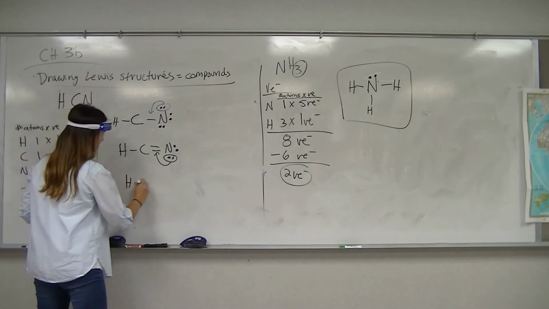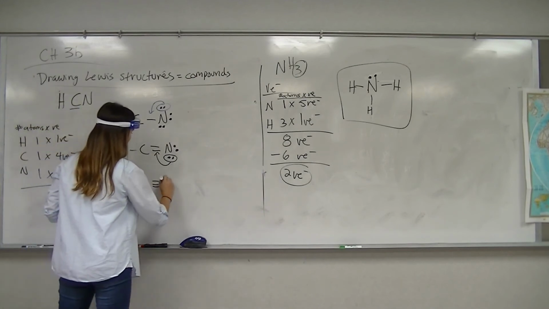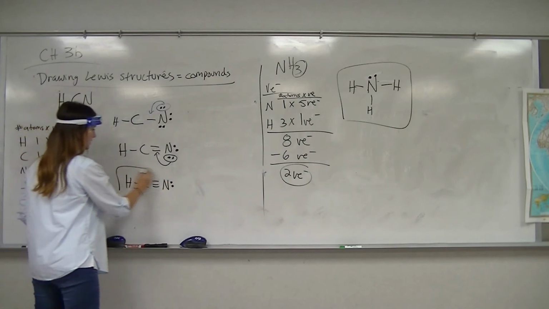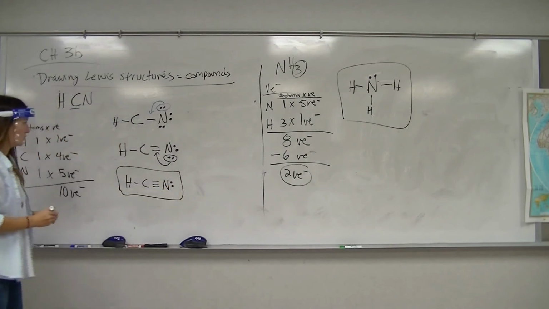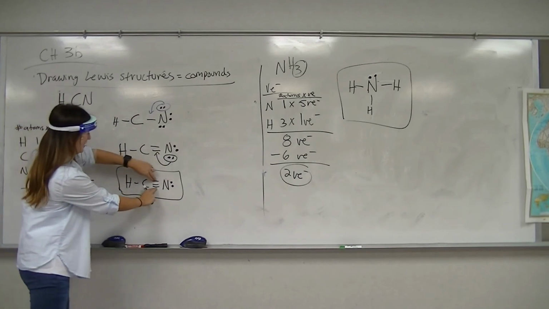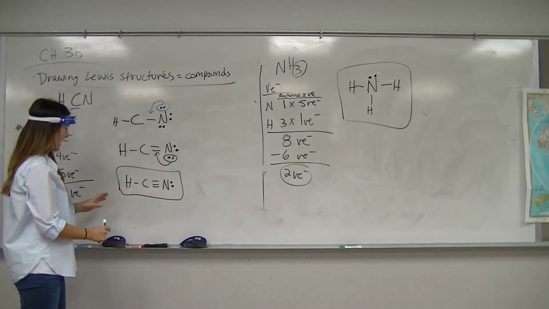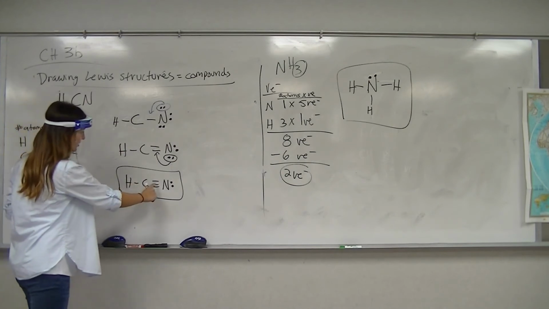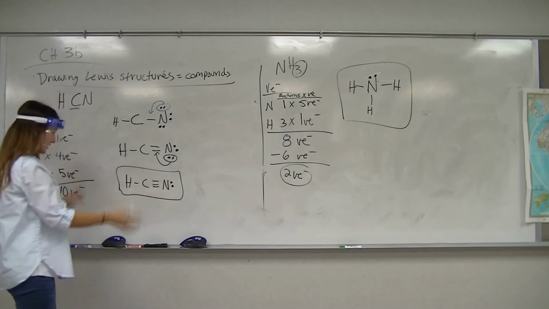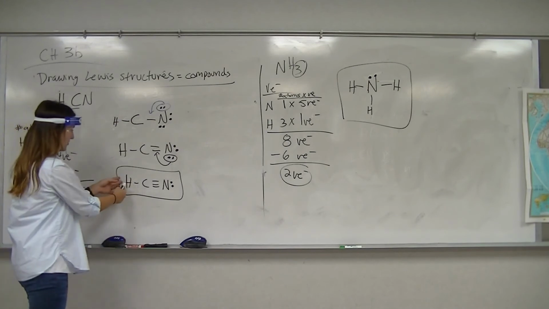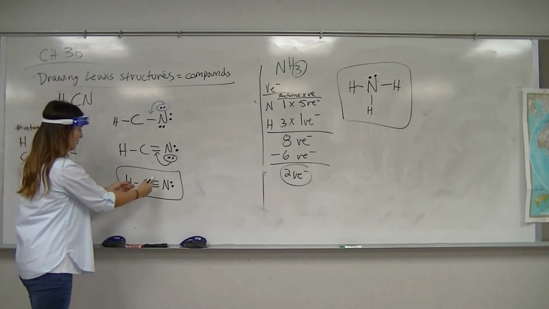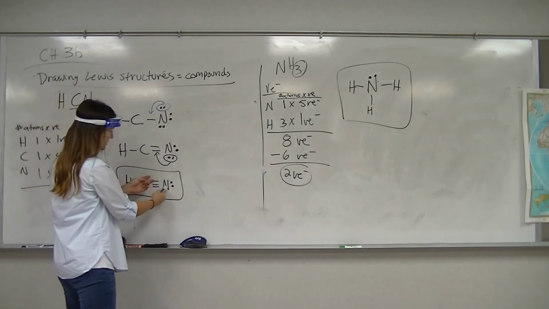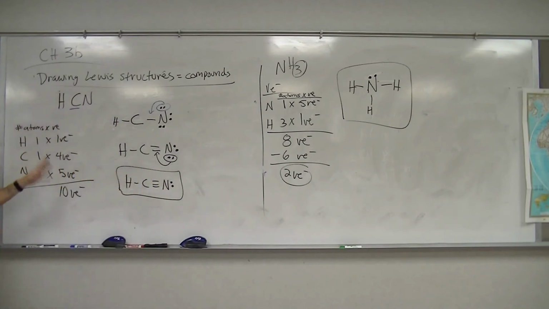So then I get H, C, N, and then the nitrogen just has 1 lone pair left. It used 2 of its lone pairs to make the triple bond. So let's make sure we still have the 10 total that we could use. 2, 4, 6, 8, 10. So it still has 10 electrons. Hydrogen's happy with 2. Carbon has 2, 4, 6, 8. He's good. Nitrogen has 2, 4, 6, 8. So everyone's happy, that's the correct structure.